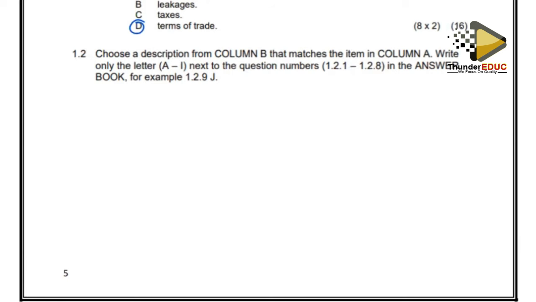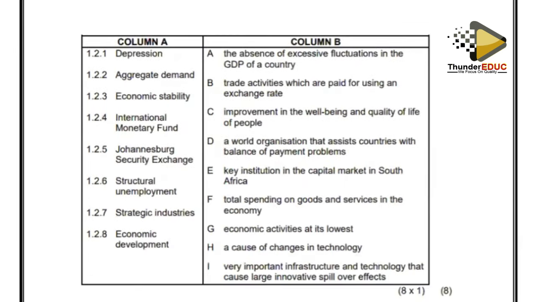Okay, right. So now let's check what we have on our plate. We have depression, aggregate demand, economic stability, the International Monetary Fund, the Johannesburg Stock Exchange, structural employment, strategic industries, as well as economic development. Okay, right. So now for depression, you must create that picture of depression.